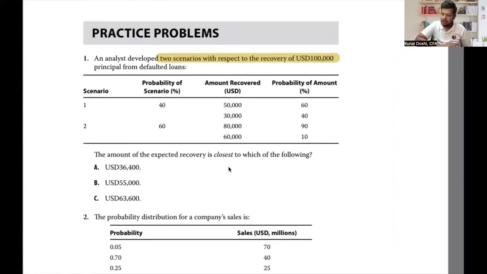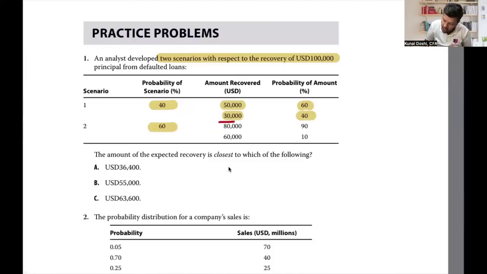the recovery of $100,000 principal from the defaulted loans. So scenario number 1 has 40% and of course scenario 2 has 60% possibility. Amount recovered will be 50,000 and 30,000. This is the amount recovered. But what is the possibility of that recovery is also given to me, 60 and 40%. Okay, now how do I solve this?